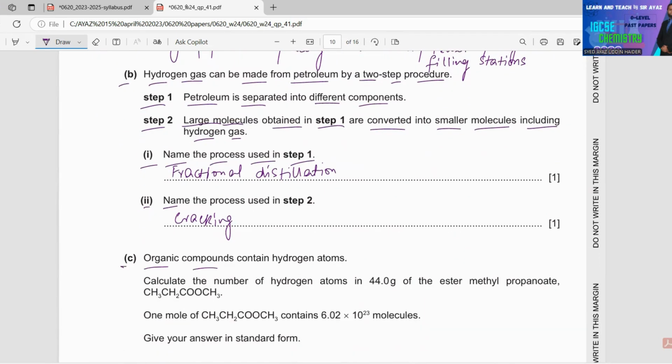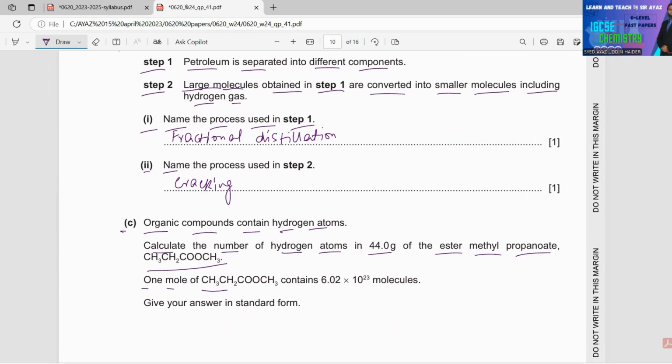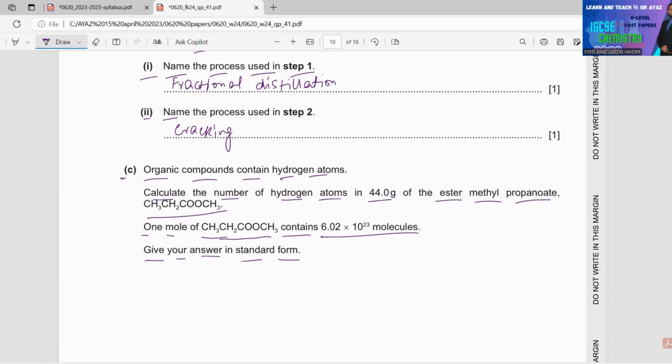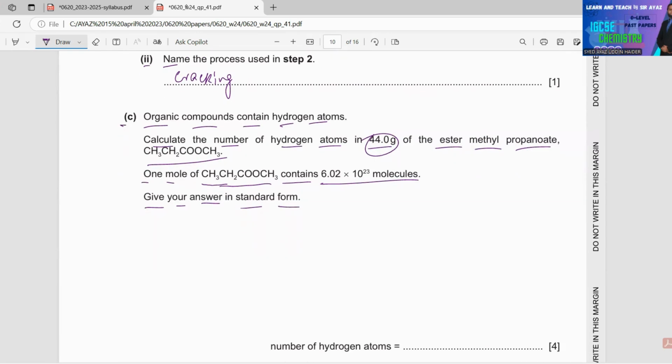C. Organic compounds contain hydrogen atoms. Calculate the number of hydrogen atoms in 44 grams of the ester methyl propanoate, CH3CH2COOCH3. 1 mole of CH3CH2COOCH3 contains 6.02 × 10^23 molecules. Give your answer in standard form. So first of all, we need to convert this 44 gram of ester, which is methyl propanoate in this case, into moles. For this, we need MR of methyl propanoate. MR of CH3CH2COOCH3.